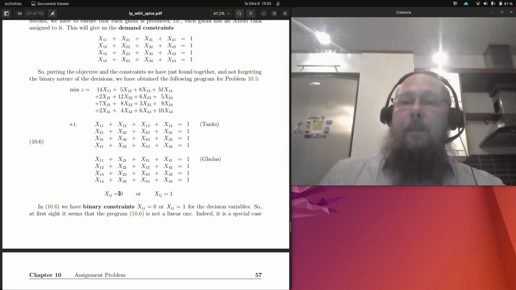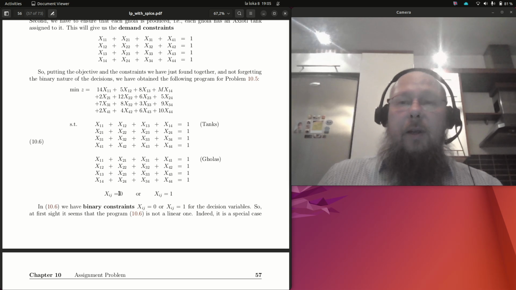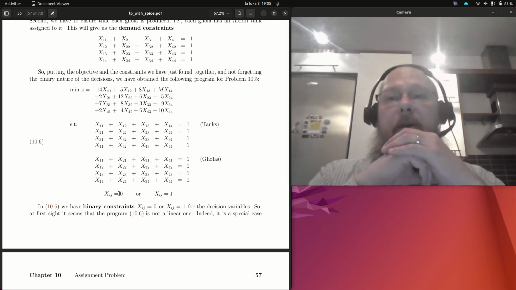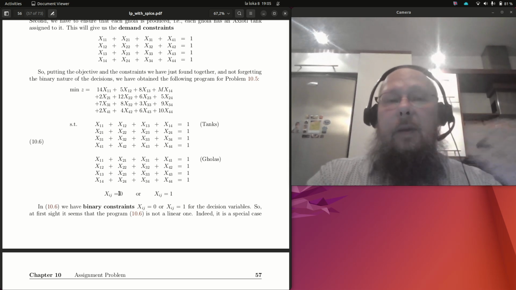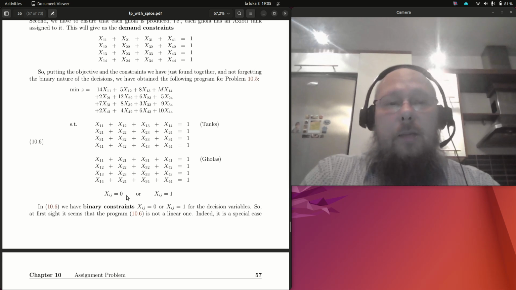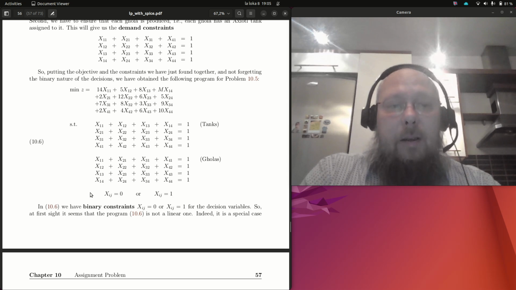And now this is why we are not completely looking at an LP or linear program. The decision variables are not continuous. They are not just non-negative. They are binary, either zeros or ones. So this looks otherwise good, but this looks bad.